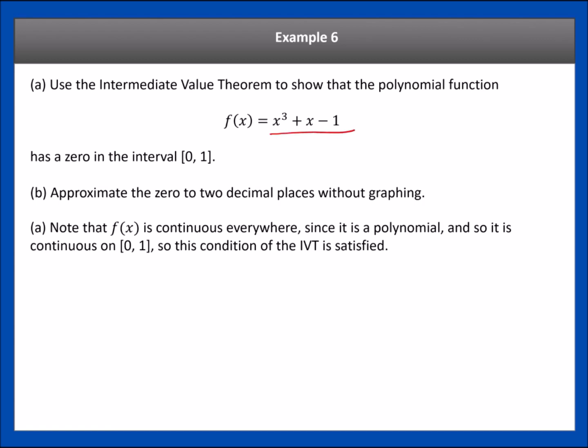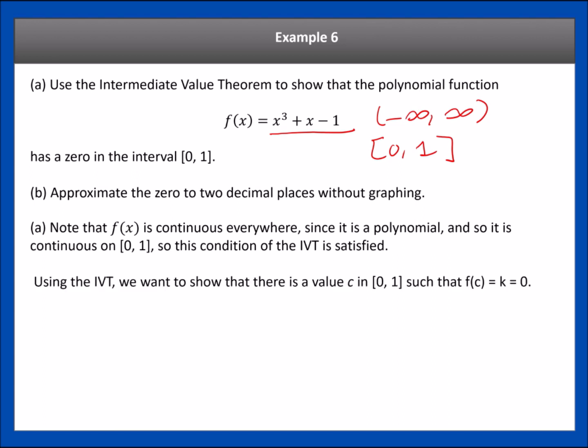Note that this is a polynomial, so it's continuous everywhere. So it's continuous from negative infinity to positive infinity. Therefore, it must be continuous on [0, 1] as well. So that condition is satisfied. Remember, it has to be continuous for the IVT to be used.